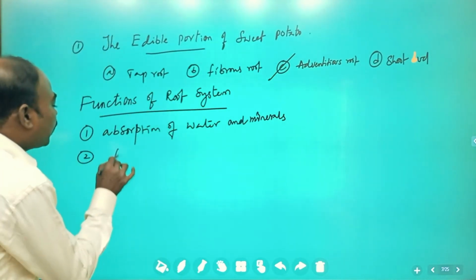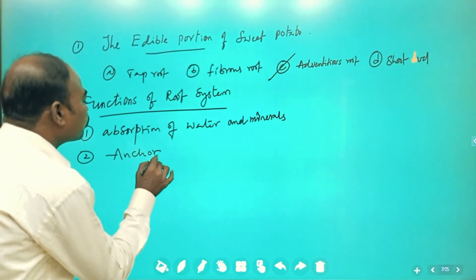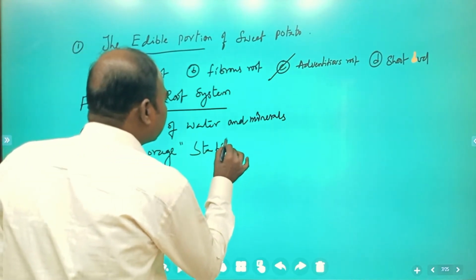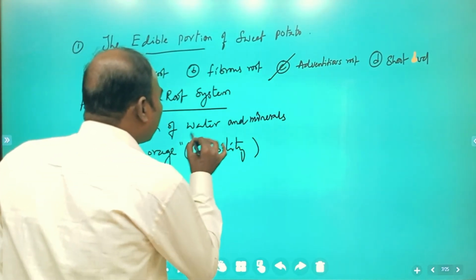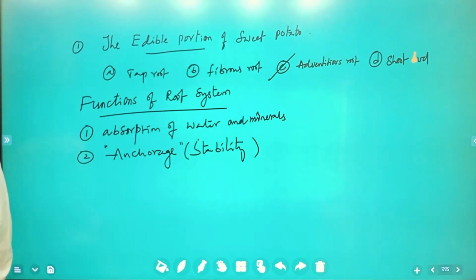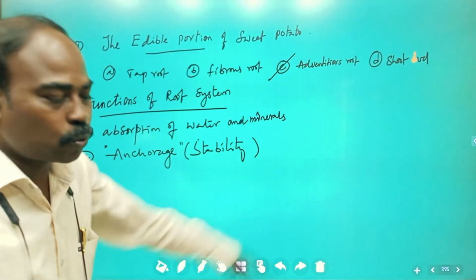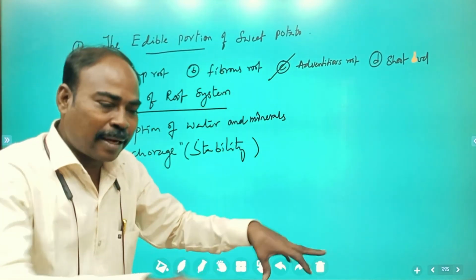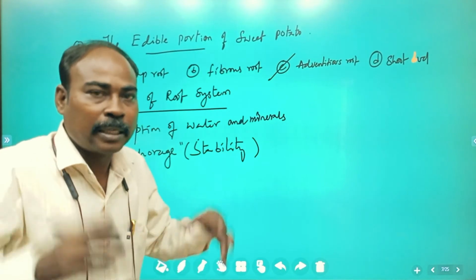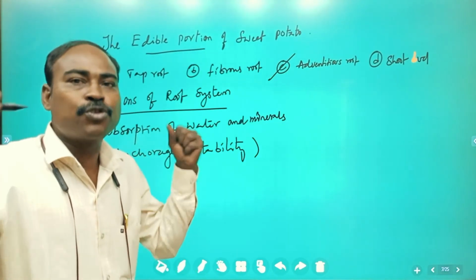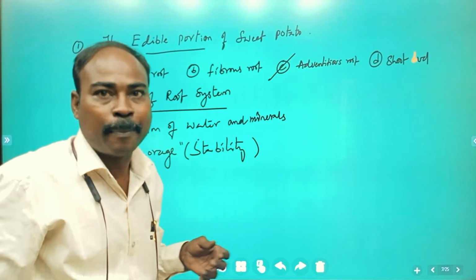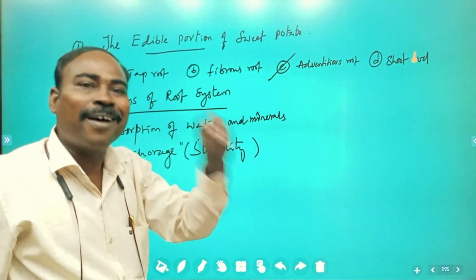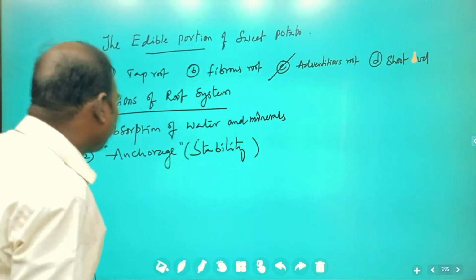Then anchorage or stability. Giving anchorage or stability to the aerial parts of the plant by the root system. Roots only act as a base. To build a building, we make a foundation or pillars. That pillars as base give stability to the walls and roof in a building. Likewise, to aerial parts of the shoot system, the root gives anchorage or stability.